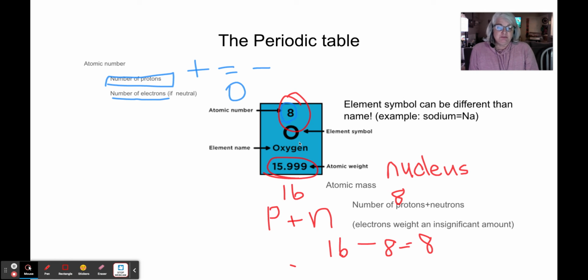Then you have the symbol. So for oxygen, it is O. It's not always going to be the first letter of the name. So be aware of that, like sodium is actually Na.